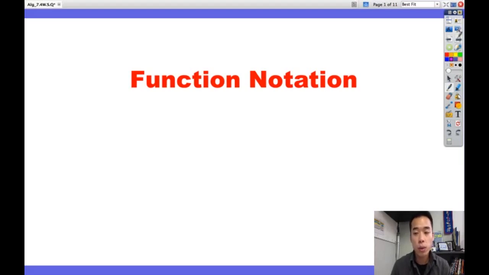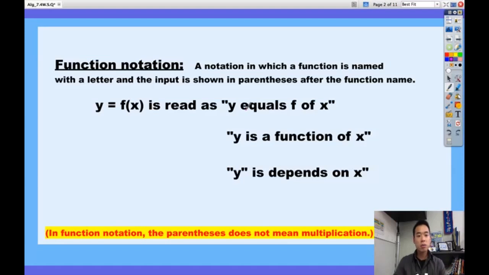So make sure you guys list this in your notebook. Function notation, here's a basic definition. Function notation is a notation in which a function is named with a letter and the input is shown in parentheses after the function name.